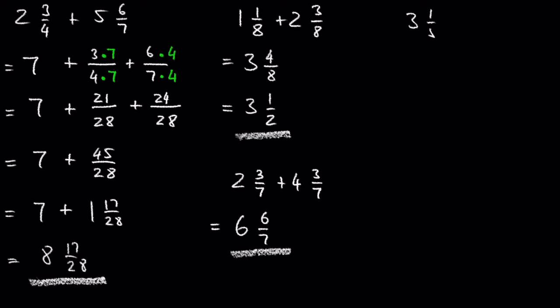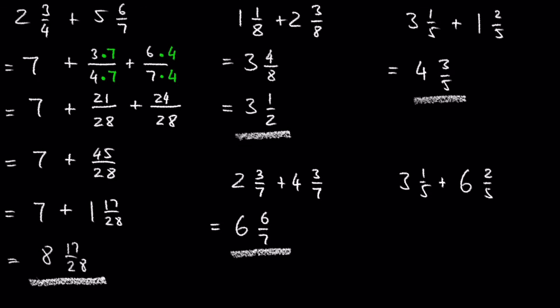3 and 1/5 plus 1 and 2/5. 3 plus 1 is 4. And 1 plus 2 is 3. And we get 4 and 3/5. 3 and 1/5 plus 6 and 2/5. 3 plus 6 is equal to 9, and 1 plus 2 is 3. So we get 9 and 3/5.